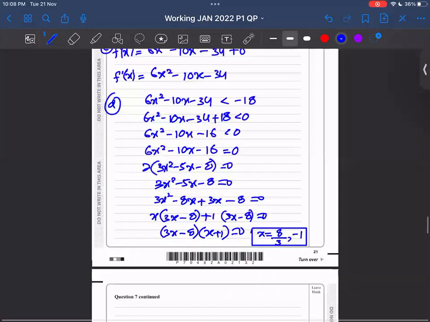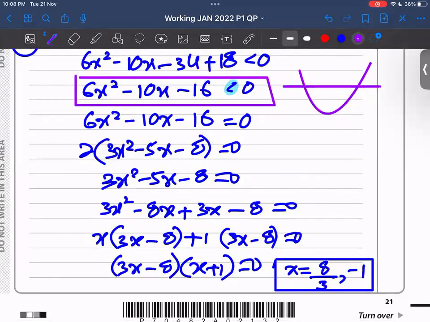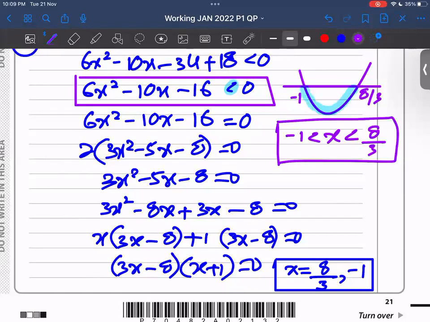You got 2 x values, but these are not the range, these are the values. We need to find the answer for this. Since it is an inequality of less than, we know this from a rough sketch of the quadratic function. This is 8 by 3, this is minus 1. The values of x for less than 0 are in this portion. x is less than 8 by 3 and x is greater than minus 1. This is your answer for the last part of this question.